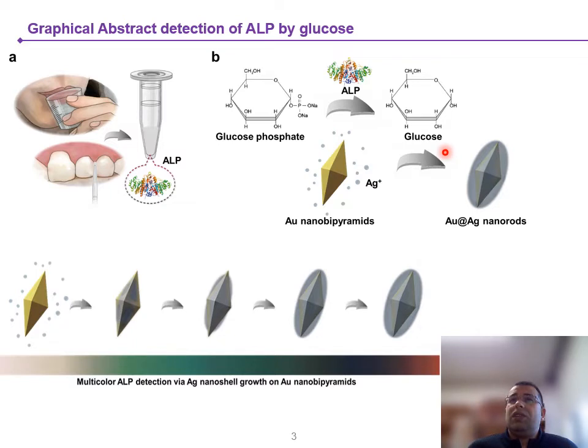And with increasing concentration of ALP, it gives more glucose, which will cause more reduction of silver ion around the gold nanobipyramid, giving more thickness of the silver shell around the gold nanobipyramid. Because of the LSPR phenomenon of the gold, this makes a shift in absorption wavelengths, and this makes multicolor detection from reddish brown until red, passing through green, blue, and then purple.